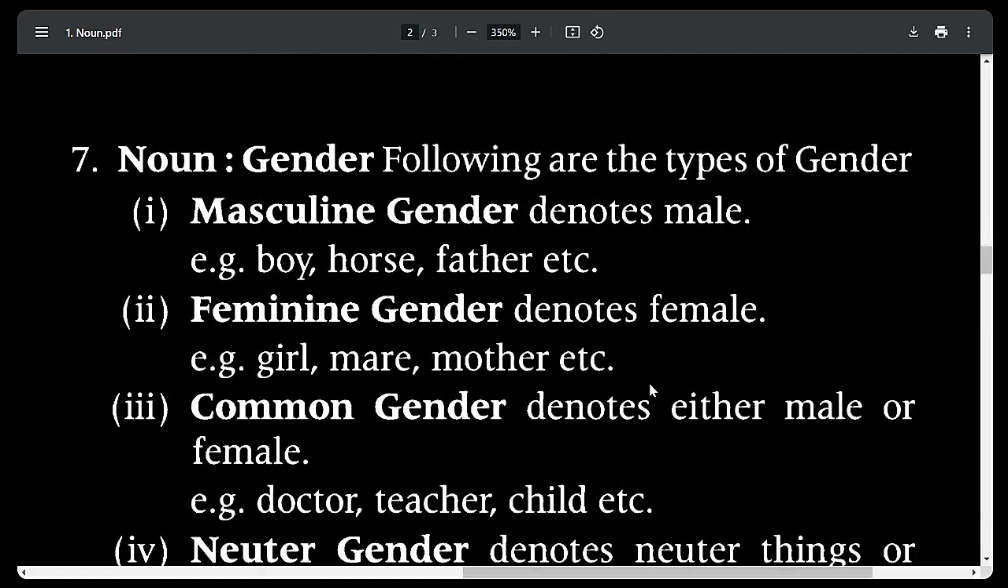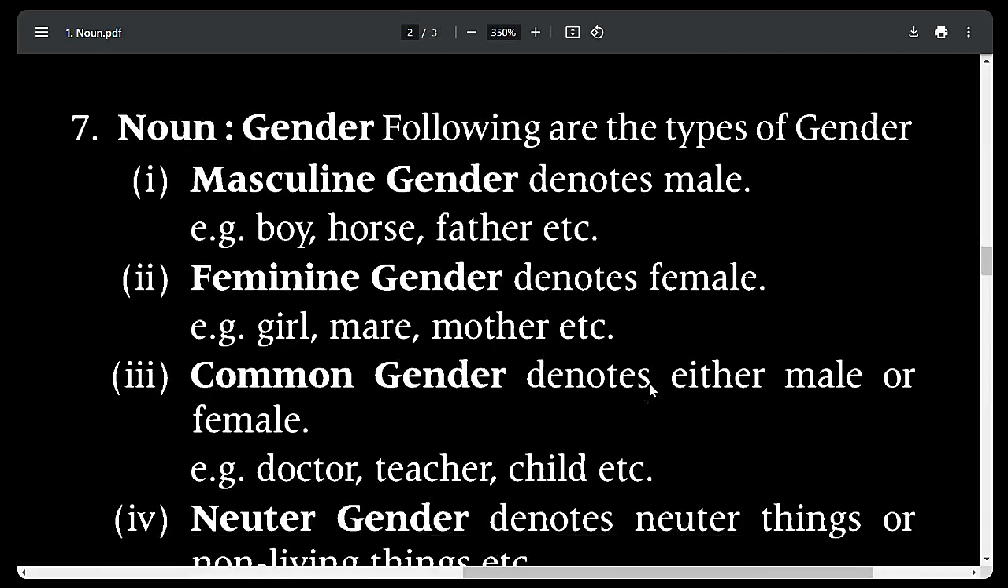Doctor. If a male doctor is there, we can use the word doctor. Even if a female doctor is there, we can use the word doctor only. Teacher is a common gender. Child is a common gender. Child we can use for both boy as well as girl. And whenever newborn babies are there, the word baby also refers to both male as well as female.